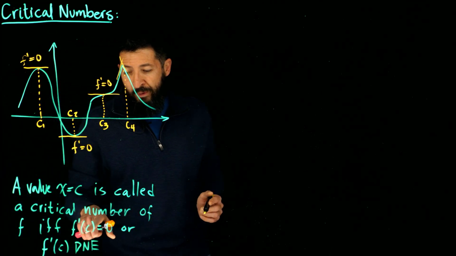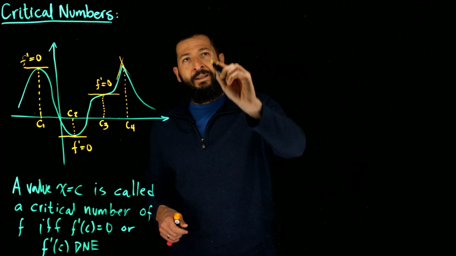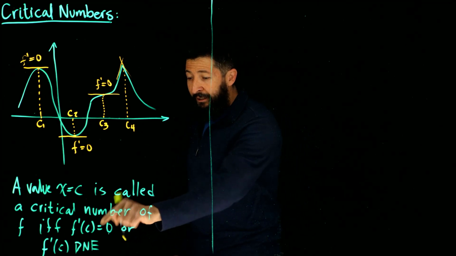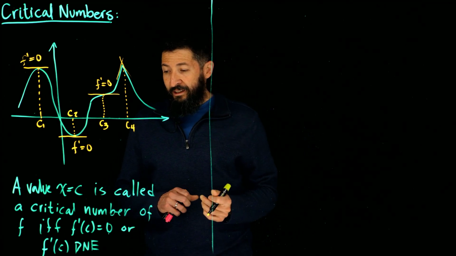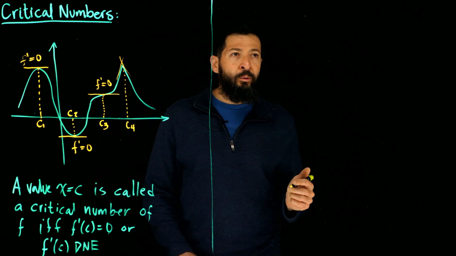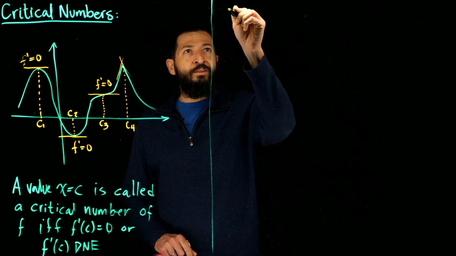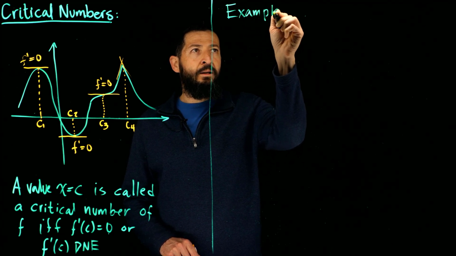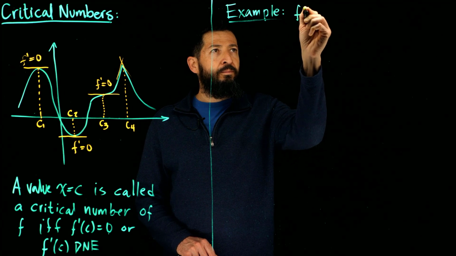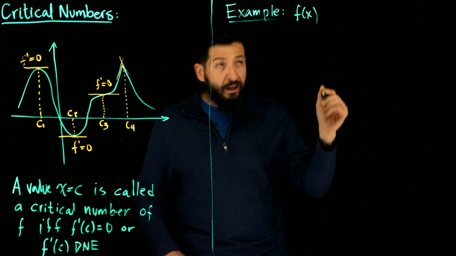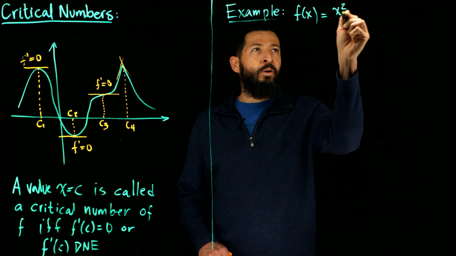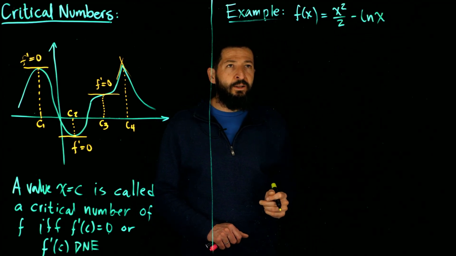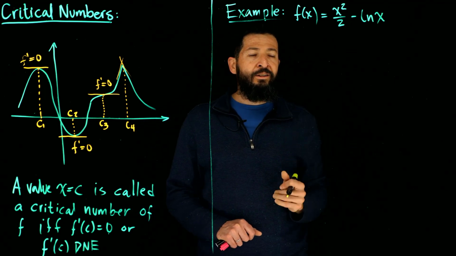So most people will remember the derivative being 0 because you will find that we're going to be doing that over and over and over, setting it equal to 0. But a lot of people then forget to check when the derivative is undefined. Let's do a couple examples where we compute the critical numbers of different functions. So first example, let's take a look at the function x squared over 2 minus natural log of x. So let's try to find the critical numbers for this function.